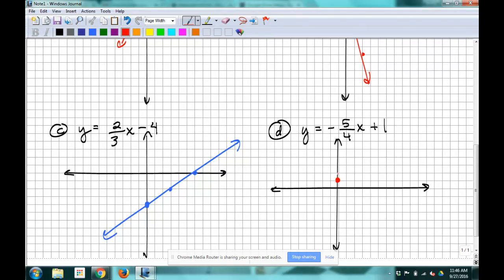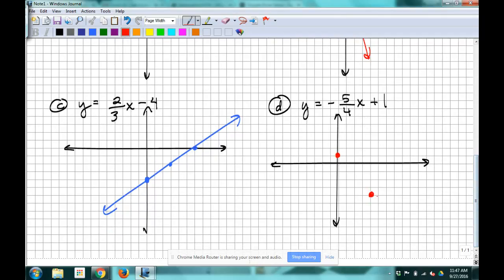Then what direction do I go? Down 5, over 4 to the right. Okay, the negative on the top tells us to go down 5 and then over 4. 1, 2, 3, 4, 5. 1, 2, 3, 4. I could do that again if I wanted to. Down 5 over 4. End up with a line going through those dots there.